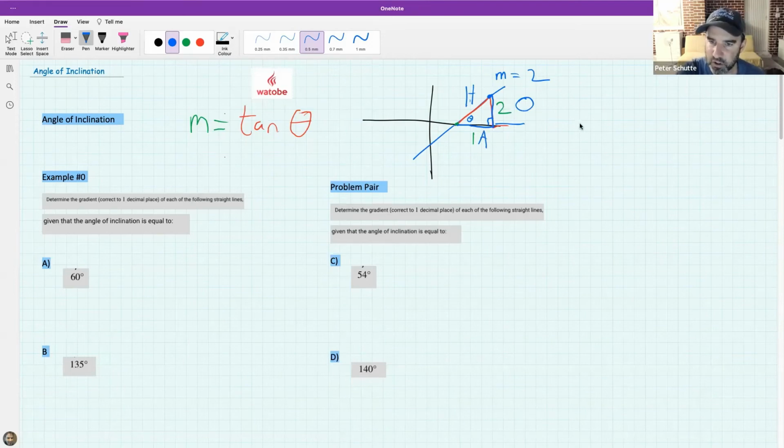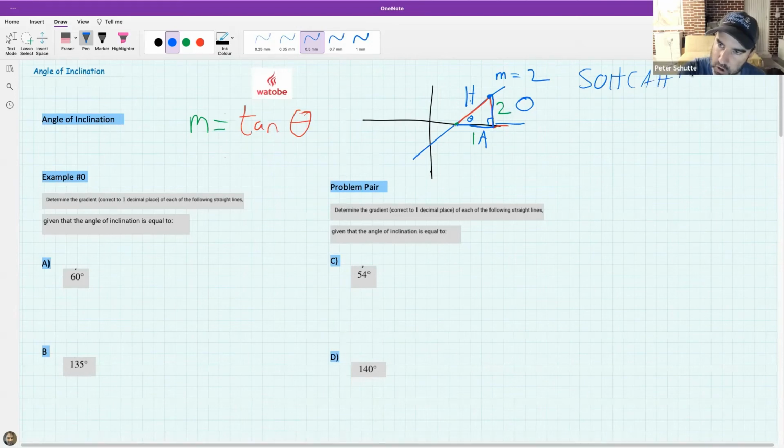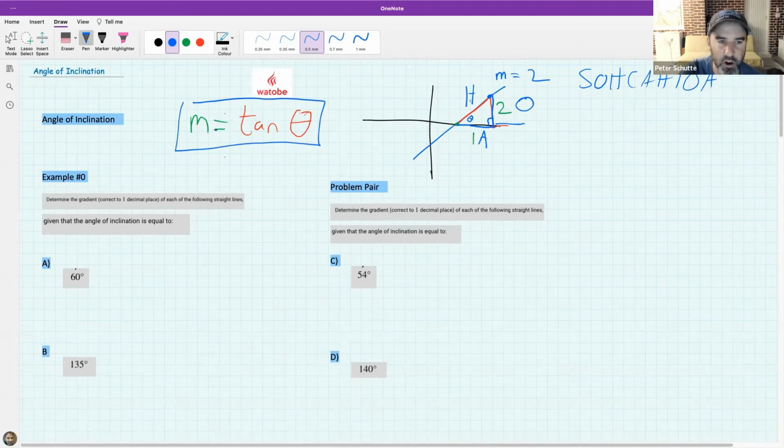And so what is the trig ratio that deals with O and A? If you were in the class for my earlier module, you would know that the trig ratio that deals with O over A is tan. And so we can say that, and again, we're just going to start using it today, M is equal to the tan of theta, or the gradient is equal to the tan of theta when dealing with straight lines.